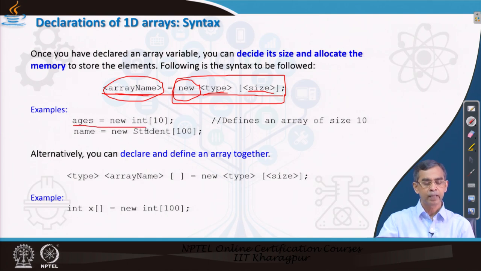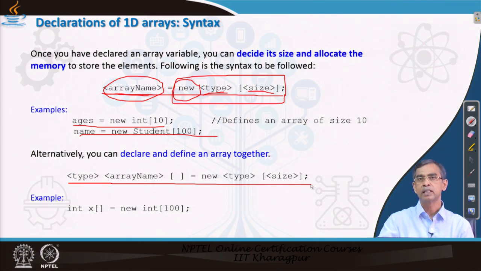As we see, here we declare ages as an array of integers of size 10, name as an array of type student of size 100, and so on. There is another way also: we can declare and define the name of the array as well as the memory for the array in the same declaration. Most programmers follow this syntax, because it is the shortest way that you can declare both the array as well as the size.